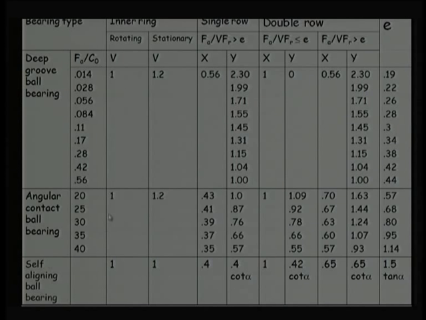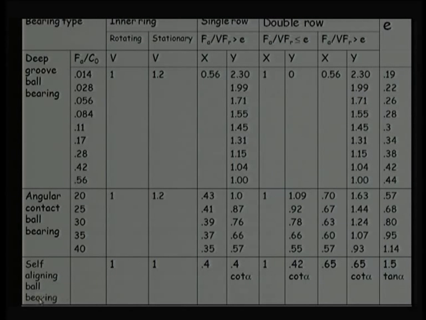Similarly, there is a row for the angular contact ball bearing, where the contact angle alpha is going to decide what will be the factor. If the contact angle is 20 degrees, we can see for single row this factor is 0.43 and 1.0. As this contact angle is increasing, the X value is decreasing, the fraction of radial load is decreasing, and this is also decreasing. When we talk about the double row, in this case, it is comparing with E.